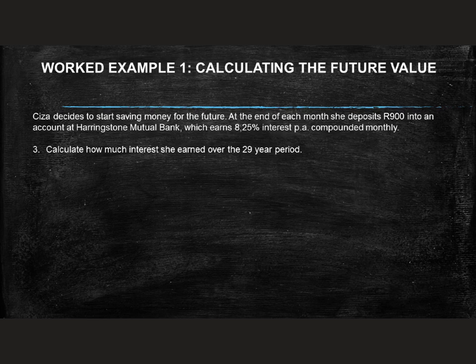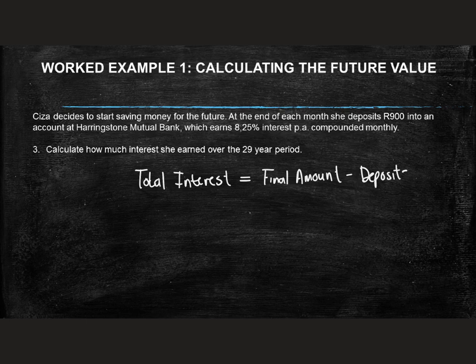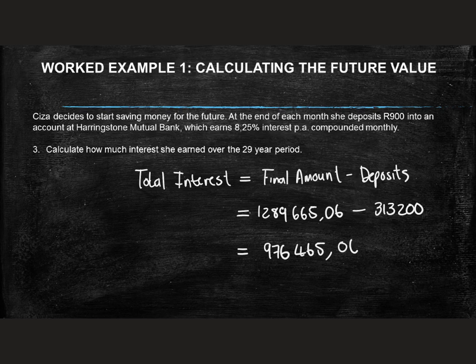This question now is trying to ask you, how much interest did she earn? Well, total interest is equal to the difference between the final amount and the deposits. We know that the final amount of her account was 1,289,665.06, and her deposits, as we just saw, was 313,200, which means that the interest that she earned was 976,465 Rand and 6 cents, 3 times as much interest as what she deposited.